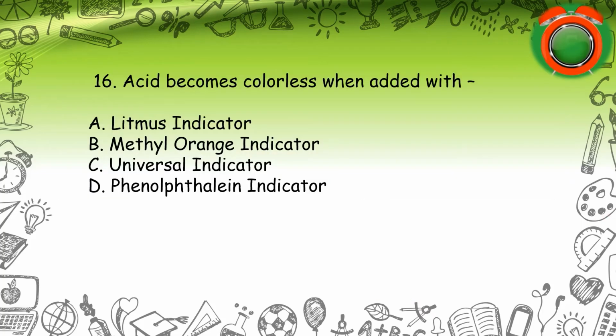Number 16 question. Acid becomes colorless when added with A. Litmus indicator, B. Methyl orange indicator, C. Universal indicator, and D. Phenolphthalein indicator.